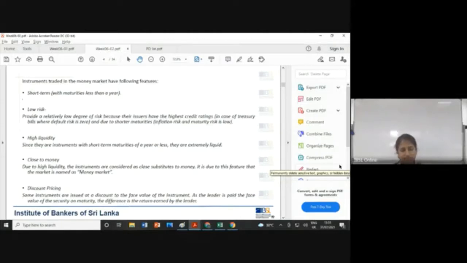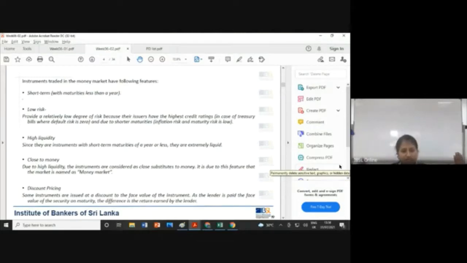Something like this. Imagine there's a 100 rupee note. I'm willing to give you a 100 rupee note, and you give me only 90 rupees. You profit off with 10. The face value is higher, but the price you pay for that instrument is lower at the time of issuance. That is a special characteristic you see in money market.